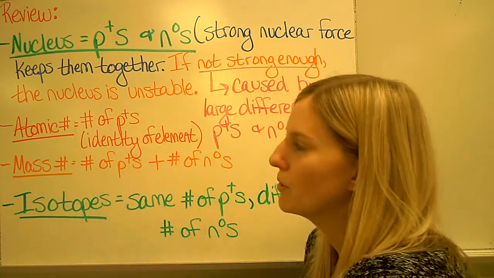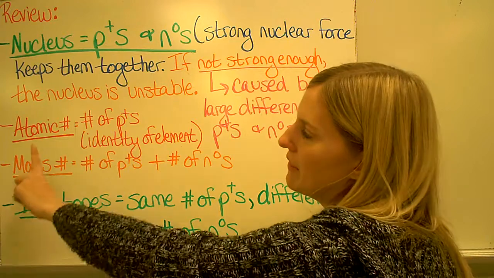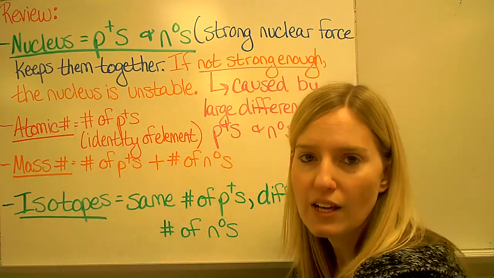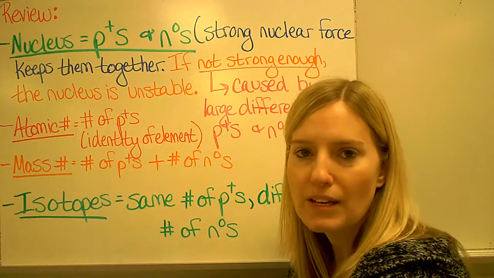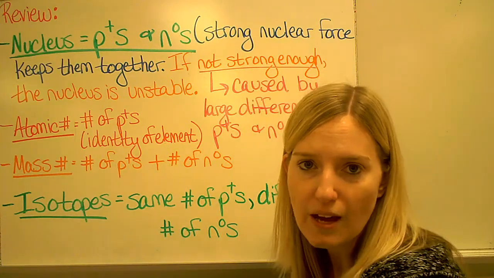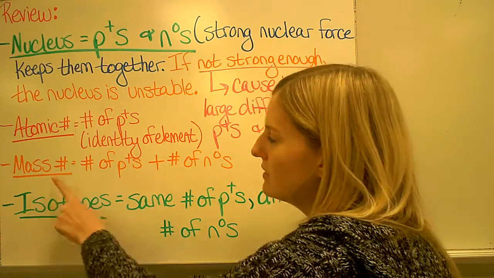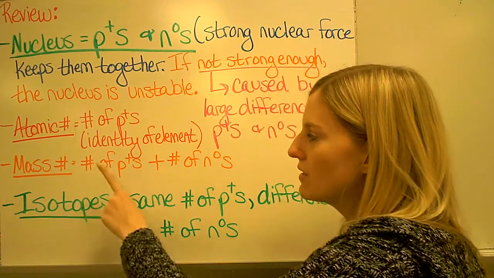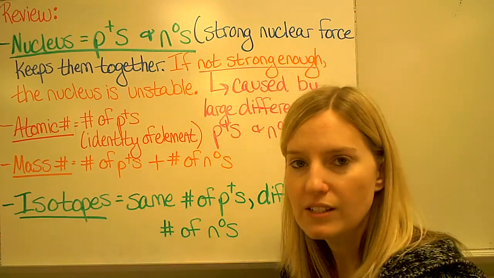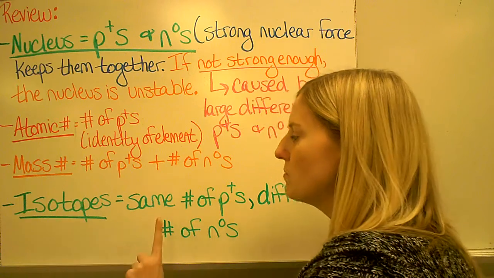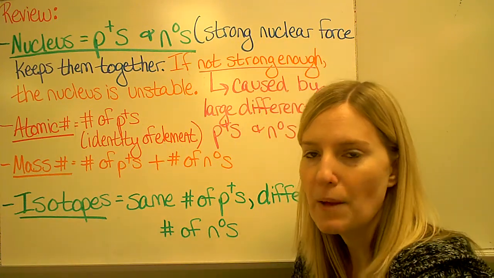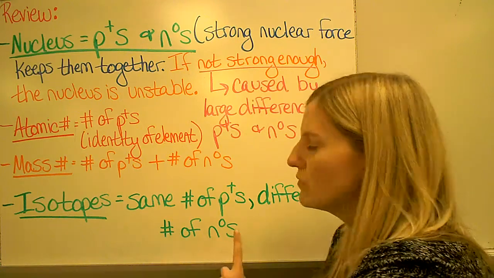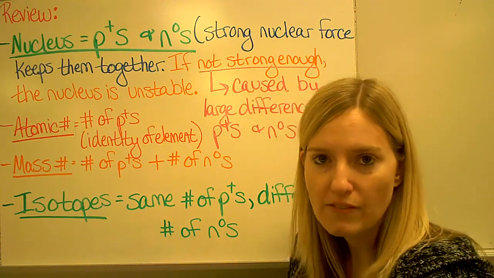making our nucleus unstable. Other things to review are that the atomic number tells you how many protons are in an atom, and that also determines the identity of the element, since all of our elements have a different atomic number. The mass number is how many protons there are in that atom, plus how many neutrons there are. And isotopes are elements that have the same number of protons, so they're the same element, but they have different numbers of neutrons, which also causes them to have different mass numbers.